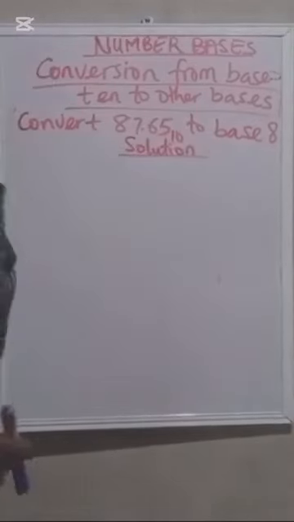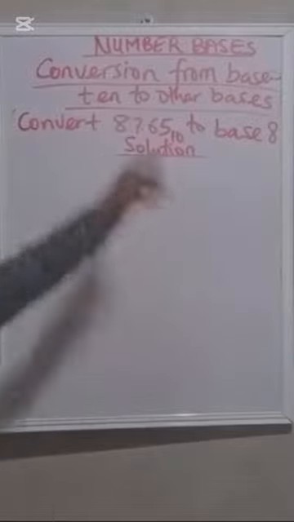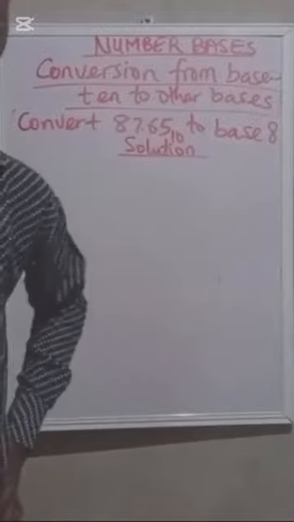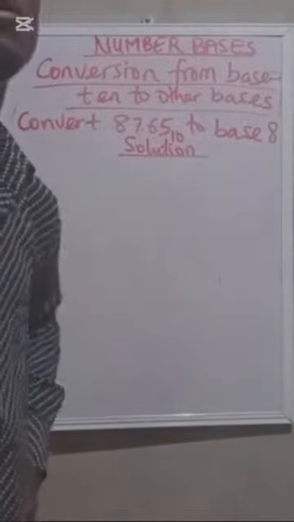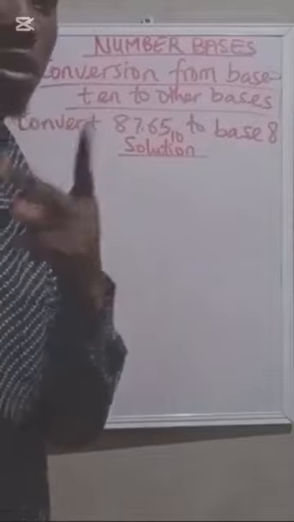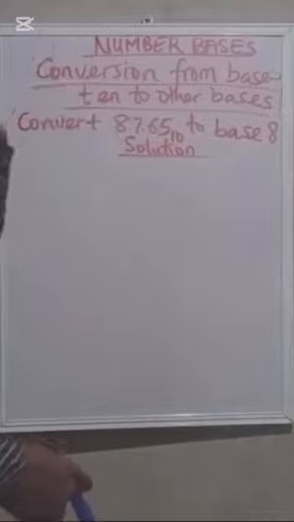Now, we have 87.65. You will see that this is not like a whole number, it also has a decimal included in it. So now we are going to divide it into two different parts, right? We are going to do the one that does not have a decimal first.